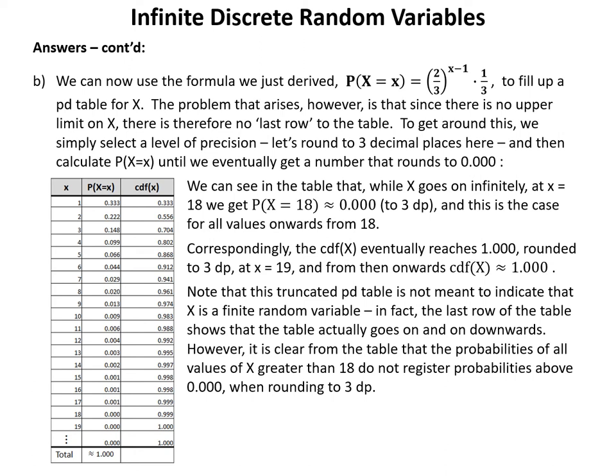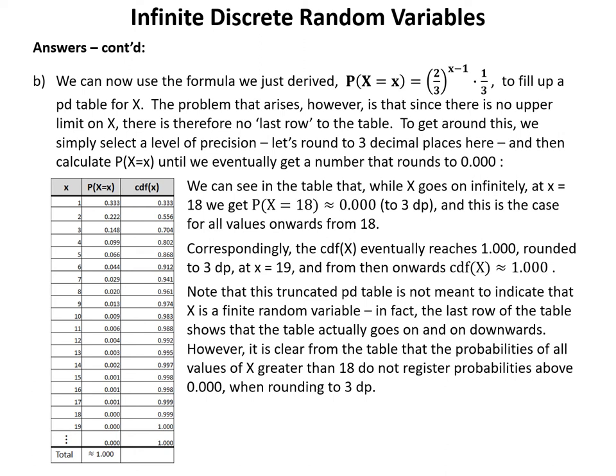So what we do is we simply select a level of precision. And in this case, let's round to 3 decimal places. And then what we do is we just calculate the probabilities for x values starting at 1 and then increasing until we eventually get to a number that rounds to 0.000.